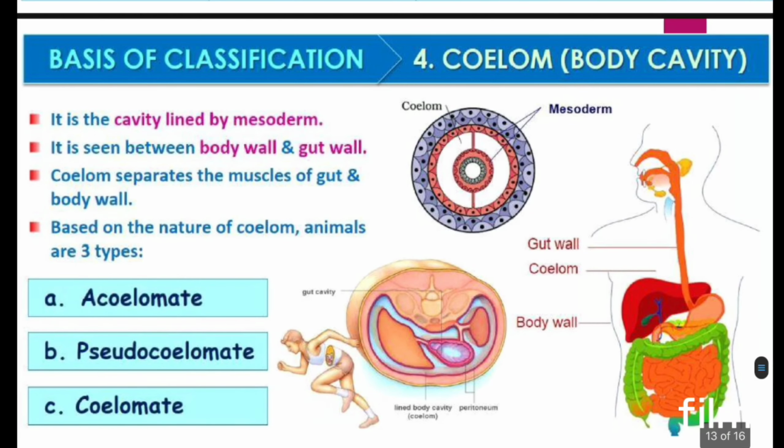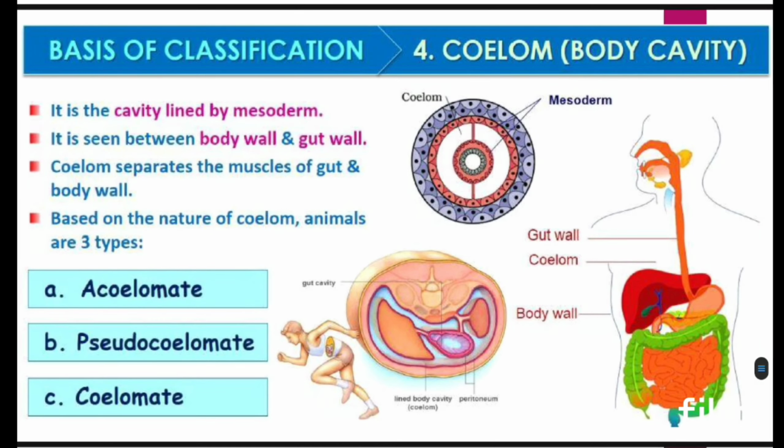If you are checking the coelomic cavity, whether the body cavity is present, I already told you as acoelomate, pseudocoelomate and coelomate. What do you mean by this? The coelom is actually the body cavity lined by the mesoderm. It must be mesodermally originated, right? And this is in between the body wall and the gut wall. The body wall is the outermost, and in between the body wall and the gut wall you can see the coelom cavity is there.